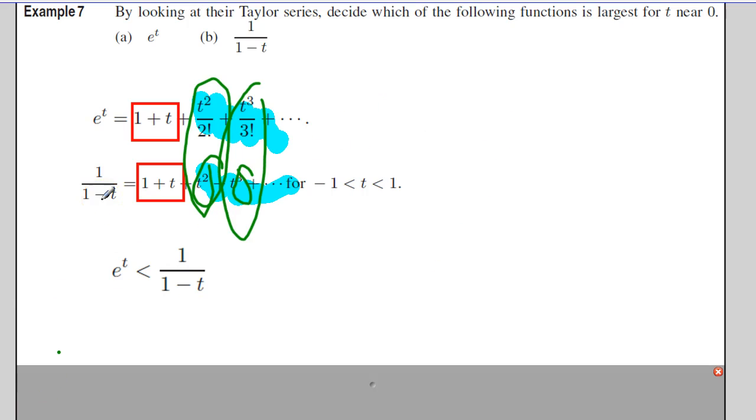There's also another example in the book, but I'm not going to go over that for the interest of time. But this video is a lot of examples and strategies for quickly finding the Taylor series of complicated functions.